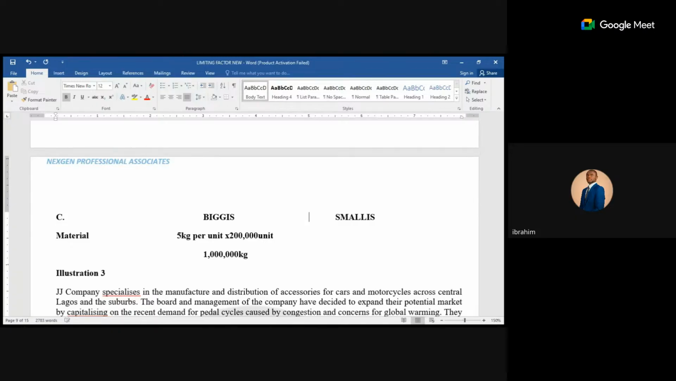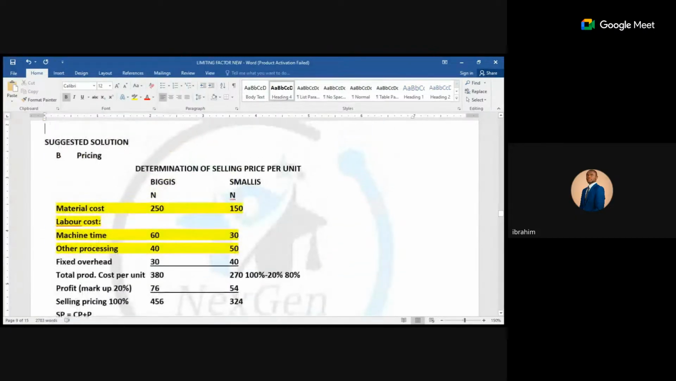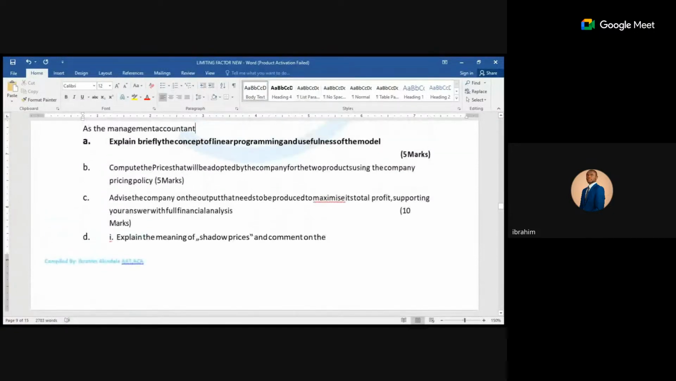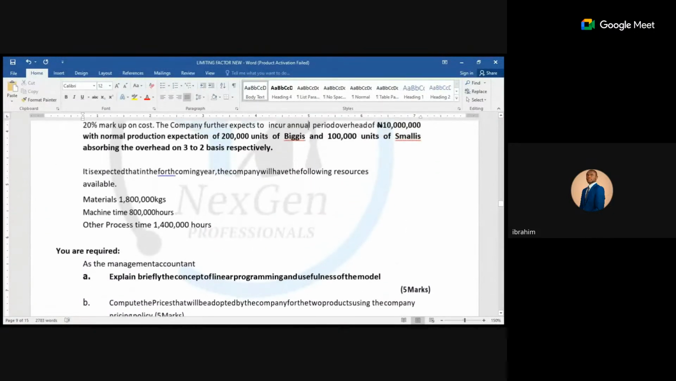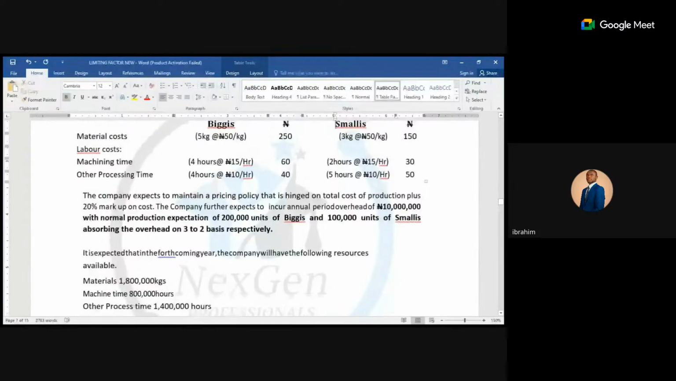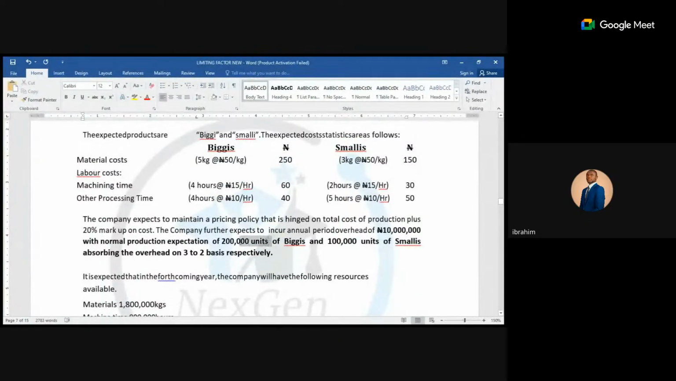So the next one, we want to know the required. So when we know the kg that will take you to produce the 200 units, we will now compare it with available. Then we'll check, is it a limiting factor or not? Is there a shortfall or not?